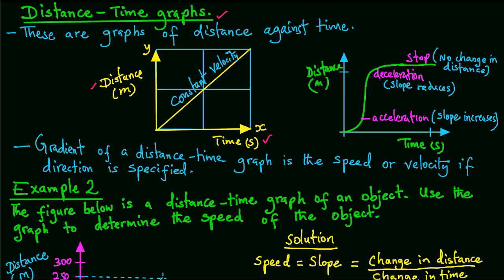Now in this graph, what is important is that the gradient of any distance time graph is equal to speed, or if we have displacement time graph, then the slope or gradient will be velocity.